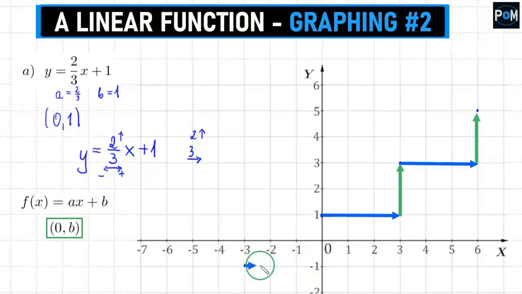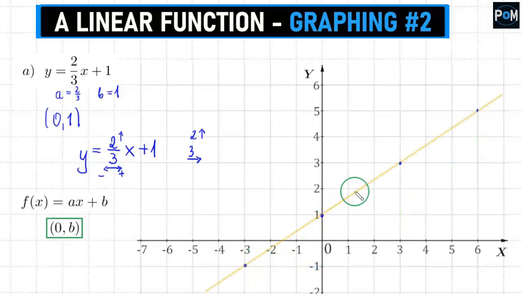And here we get these steps. Here we have 3 to the right, 2 up. Here again, 3 to the right, 2 up. And the graph of this function definitely has to pass through these 4 points. So we draw this graph, and it looks like this. This way, we can graph any linear function.